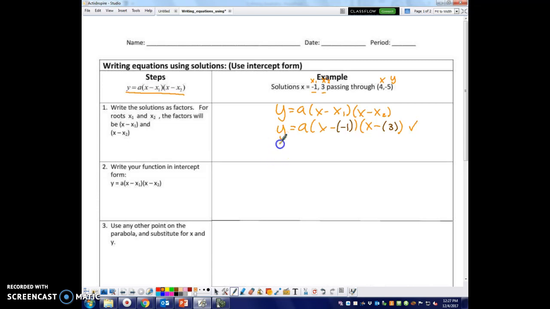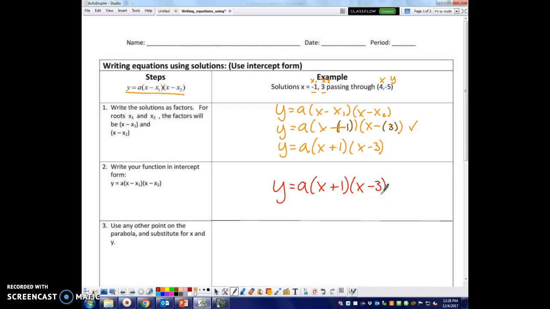Now we're going to rewrite this and make it prettier. So y equals a(x, remember, minusing a negative makes a plus. So x plus 1, and then x minus 3. Notice something. Our factors are -1 and 3, and in our equation, it's x plus 1 and x minus 3. It's the opposite. +3, -3. -1, +1. The factors are the opposites. Step 2. Write your function in intercept form. We just did that. So y equals a(x plus 1)(x minus 3).